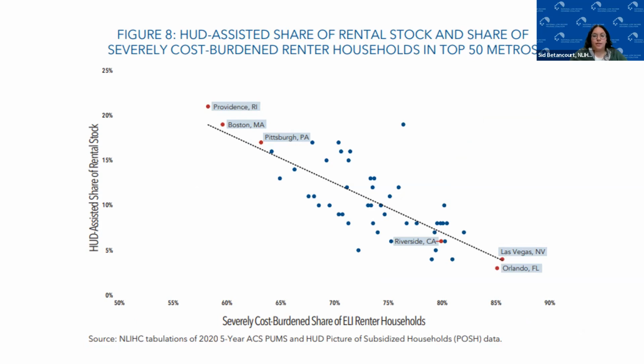And so in Austin in particular, I don't think you'll see it in this graph, but I think it's one of the points down here, that 81% of extremely low income renter households are severely cost burdened, while the HUD assisted available housing is only at about 4%. So it's somewhere down here. I think it's this one.